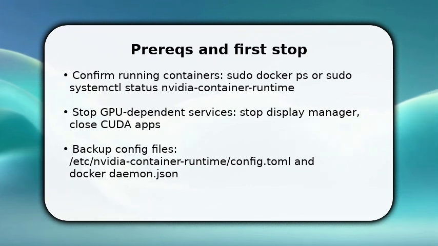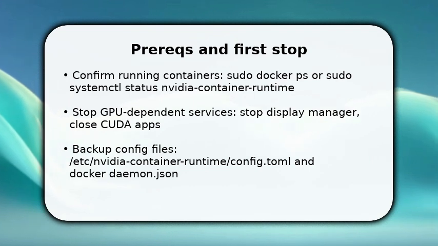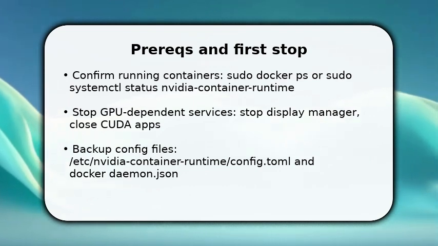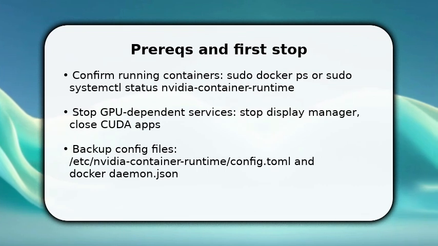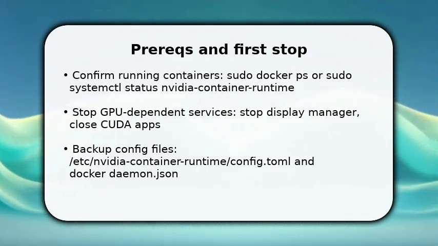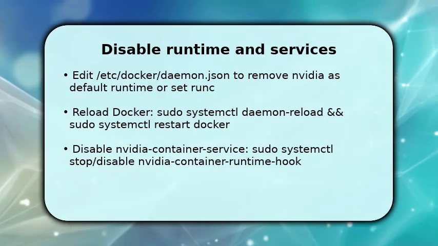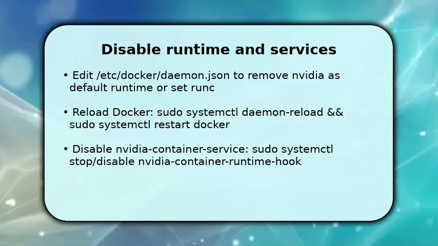Make a quick backup of /etc/nvidia-container-runtime/config.toml and /etc/docker/daemon.json before editing. This prevents accidental lockouts. Make sure to keep a terminal open with sudo access so you can instantly revert if needed. Now you modify the system to stop invoking the NVIDIA Container runtime.